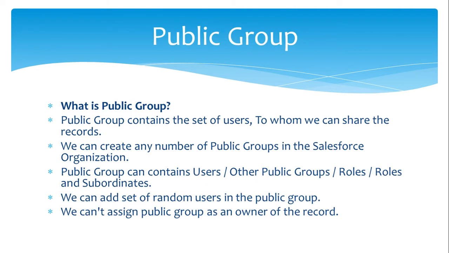What is public group? A public group contains the set of users to whom we can share the records. We can create any number of public groups in the Salesforce organization. A public group can contain users, other public groups, roles and subordinates. We can add a set of random users in the public group. We can't assign a public group as the owner of a record.